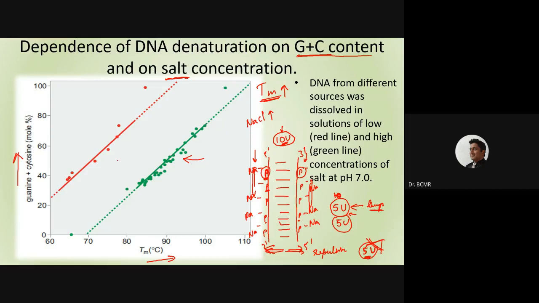So what you see here with GC content is that with higher GC content, the melting temperature increases. And if you increase the salt concentration in which the DNA is present, then the melting temperature also increases.